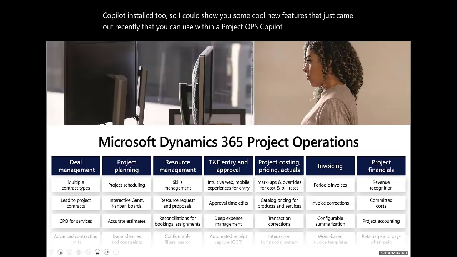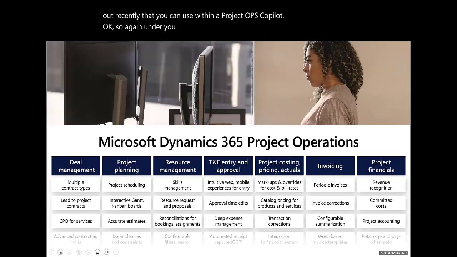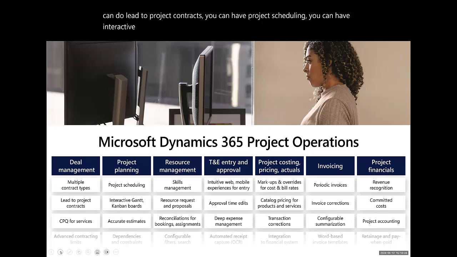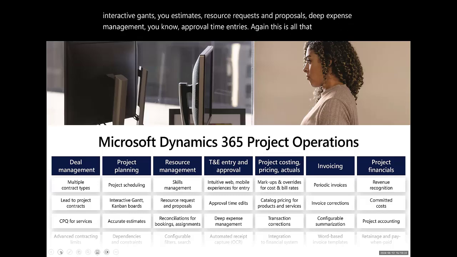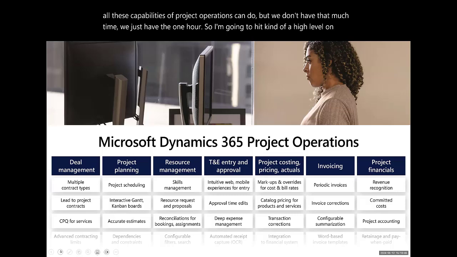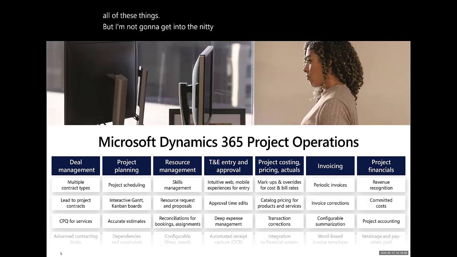Okay, so again, what it can do is you can have multiple contract types. You can do lead to project contracts. You can have project scheduling. You can have interactive Gantts, estimates, resource requests and proposals, deep expense management, approval time entries. Again, this is all that can be done. I could probably do a demo for 3-4 hours to show all these capabilities that project operations can do, but we don't have that much time. We just have the 1 hour. So I'm going to hit a high level on all of these things, but I'm not going to get into the nitty gritty of each one.